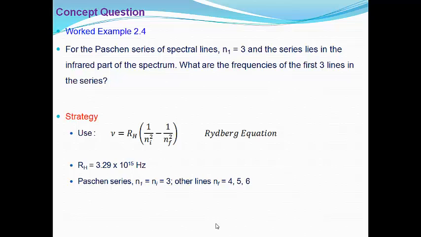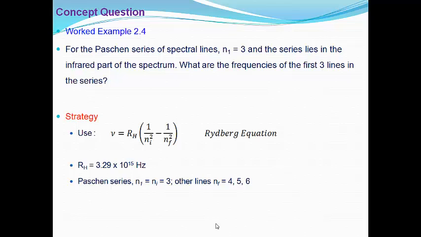Another concept question. This is worked example 2.4 in the text. For the Paschen series of spectral lines, n1 is equal to 3, and the series lies in the infrared part of the spectrum. What are the frequencies of the first three lines in the series? Okay, so what is the strategy that we will use?